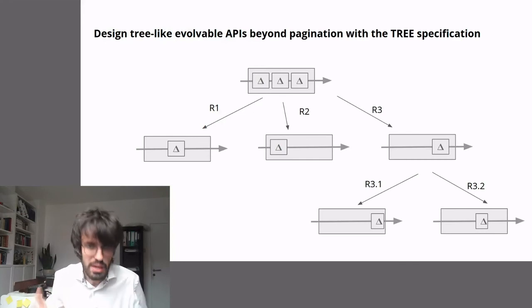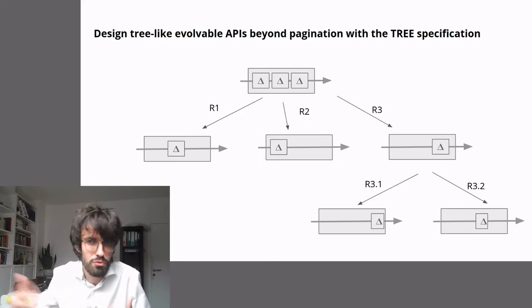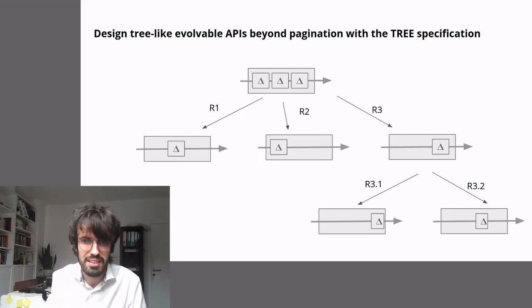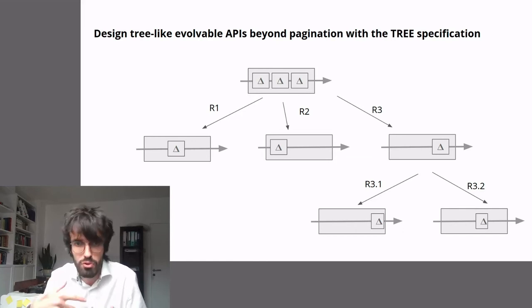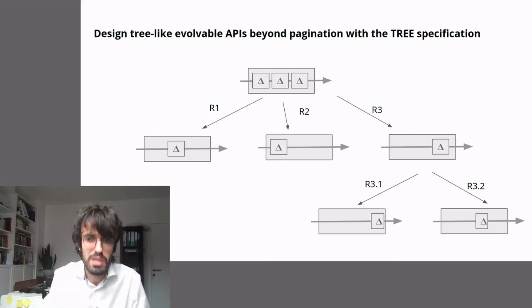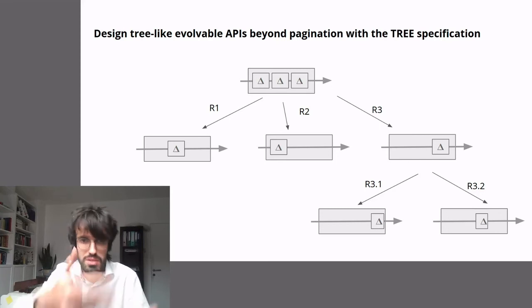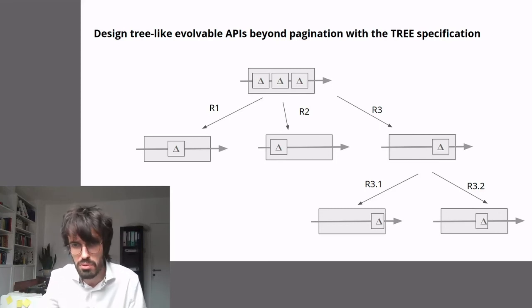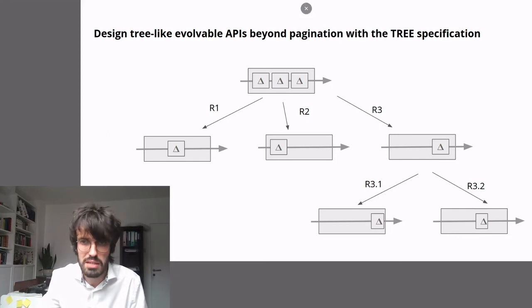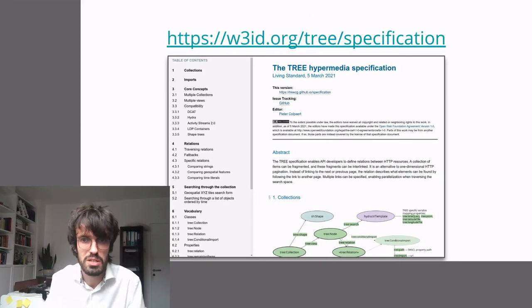This way you can design any tree-like evolvable APIs beyond pagination, and that's of course where the tree got its name from, the tree specification. Because you can design tree-like information architectures. Of course, it may contain cycles, but for the client you will filter them out because you already visited the page, so you will not revisit the page when you encounter it again. So that's why it's called the tree specification.